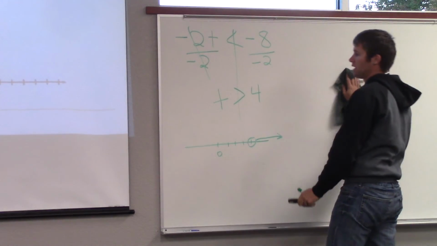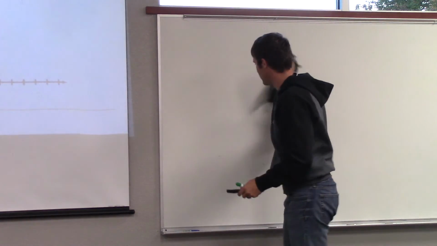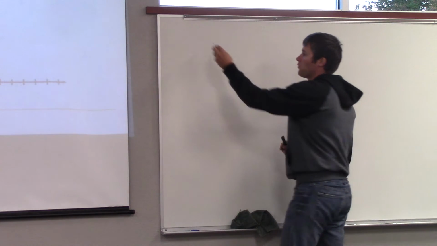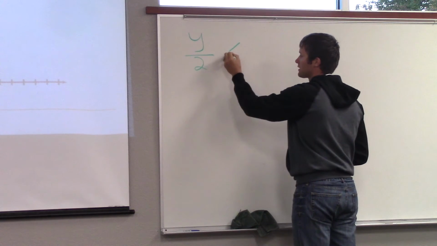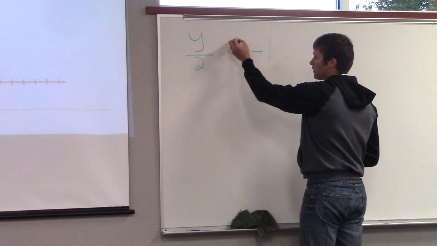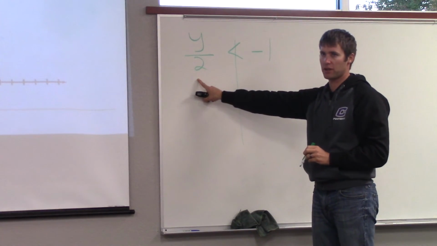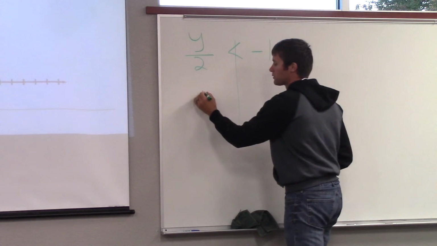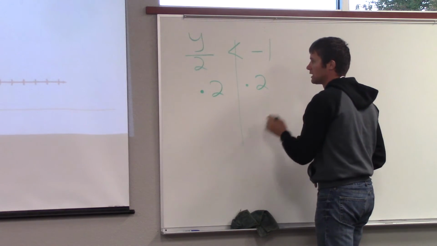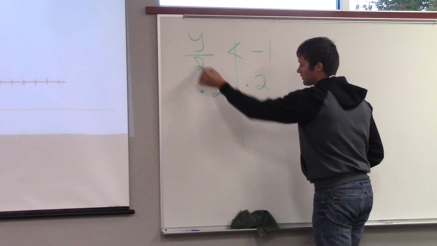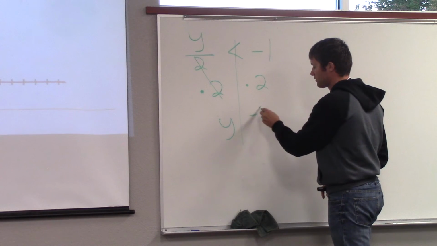Let me go to number 3, the other one. So real quickly, we have y divided by 2 is less than negative 1. Draw the river. We're only concerned with the left-hand side, so how do I get rid of the 2? Well, it's dividing, so the opposite would be multiply by 2. We multiply by 2. And so we'd have y on this side, so that cancels. Negative 1 times 2 is negative 2.